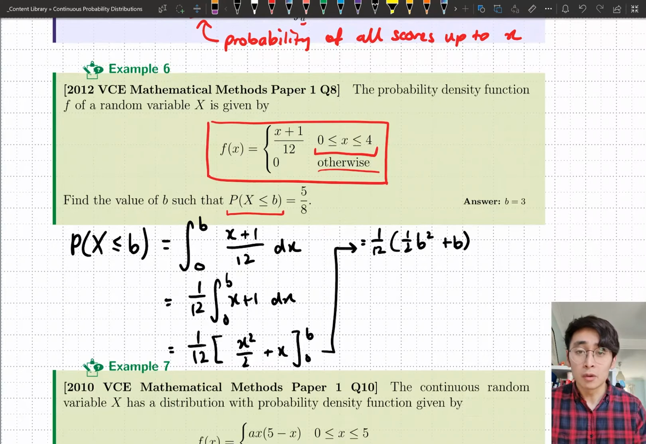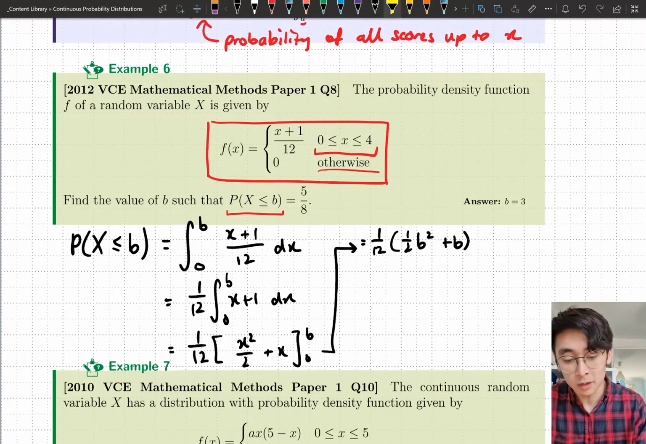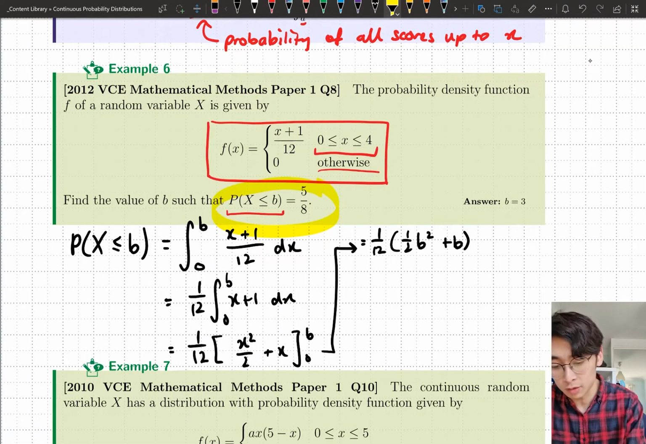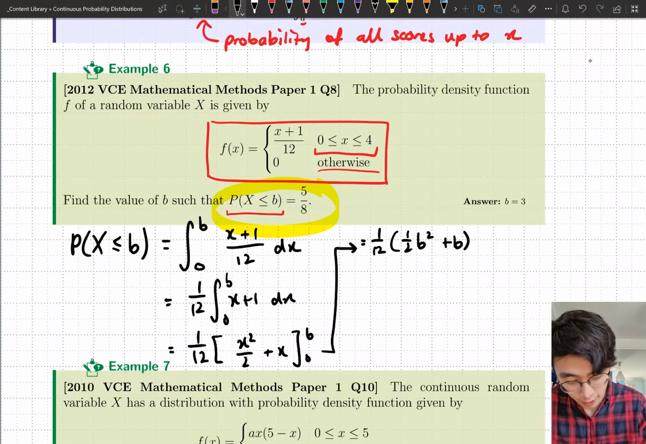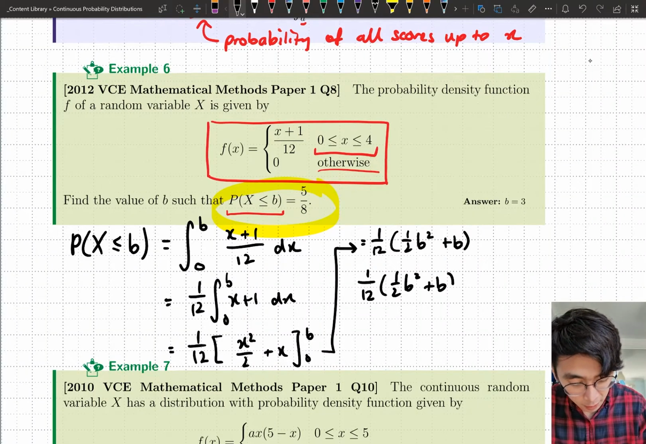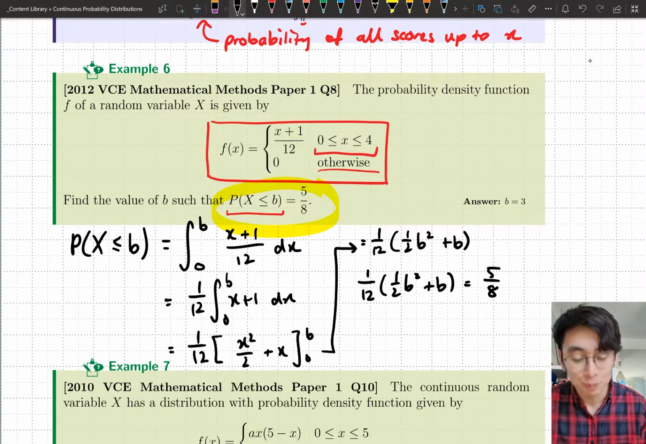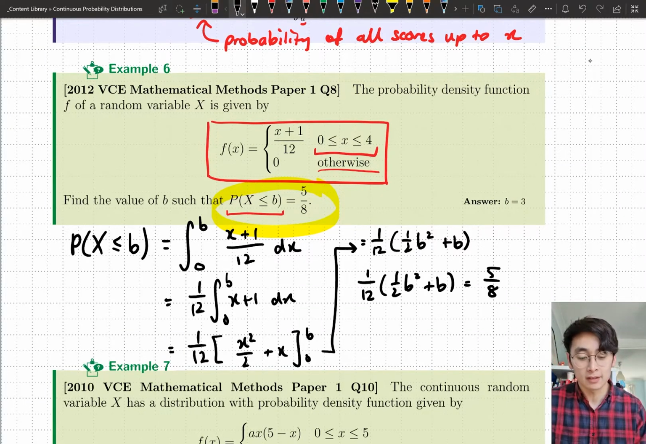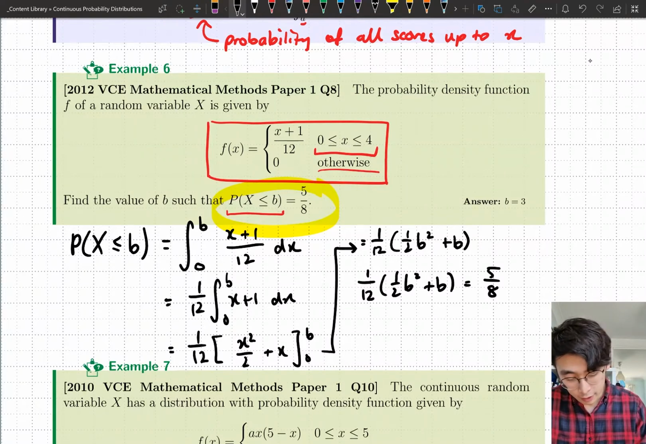Now, what's the next part of this question? Well, we're not quite done yet. What they tell me is that we know that this value is equal to 5 over 8. So here, I'm just going to solve for this being equal to 5 over 8. So I've got 1 over 12 times half b squared plus b is equal to 5 over 8. Let's start simplifying this. I'm going to multiply the whole thing by 12. So on this side, I'll get half b squared plus b.